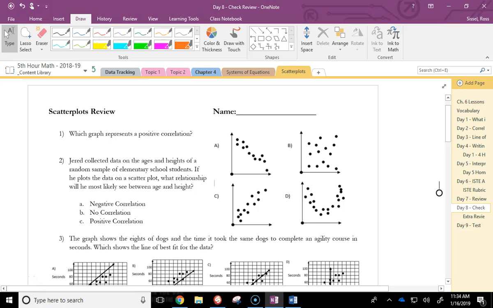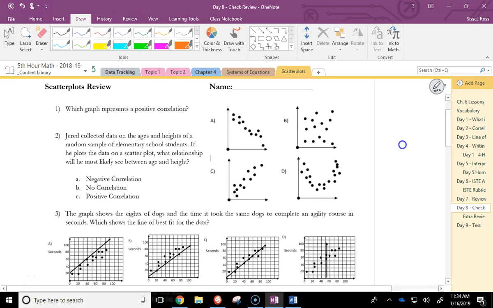So here's our review. Let's go through it as a class. Number 1. Which graph represents a positive correlation? All right, Avery? Okay, so A is our answer. Oh, it's C. That's a negative. That's a negative. C.